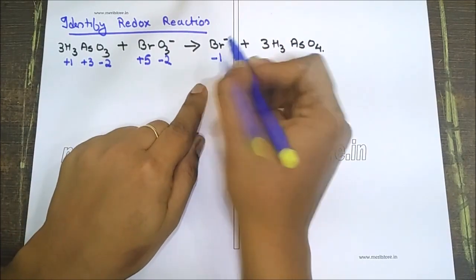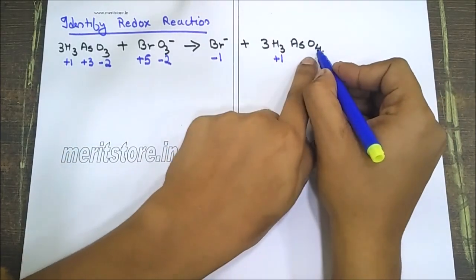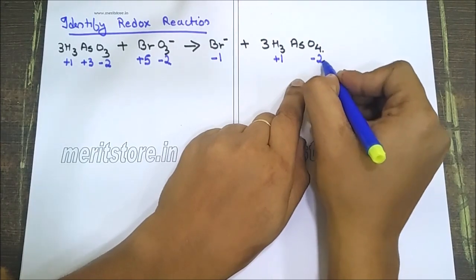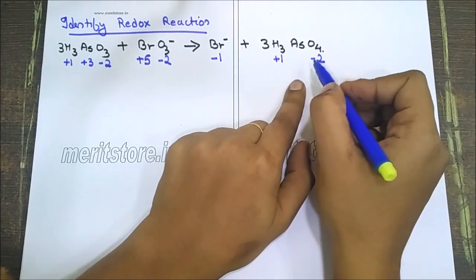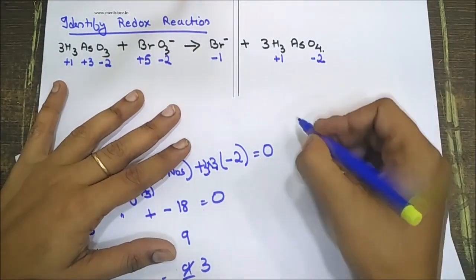And this would be minus 2. Monoatomic ion, charge of minus 1. Hydrogen is having plus 1. Oxygen is having minus 2. So if we calculate in a similar way, see, it's this way.